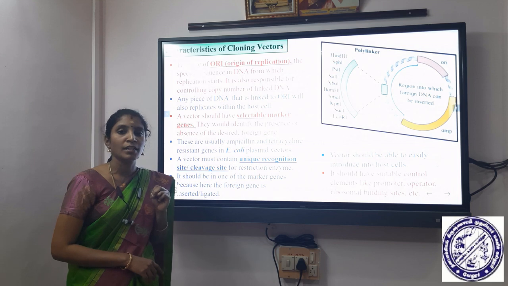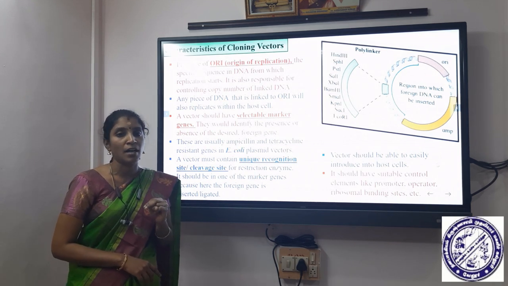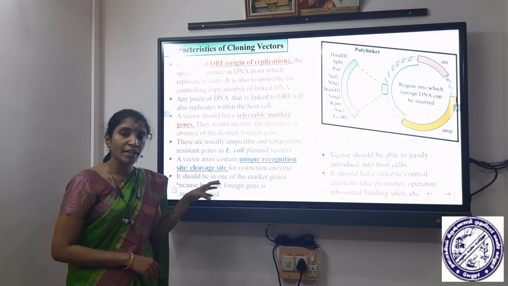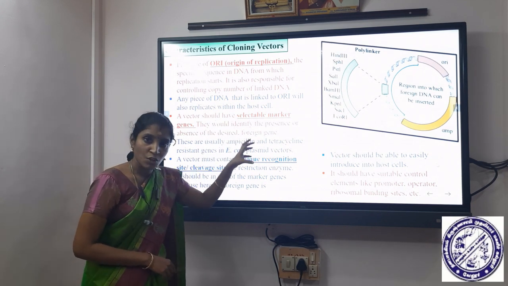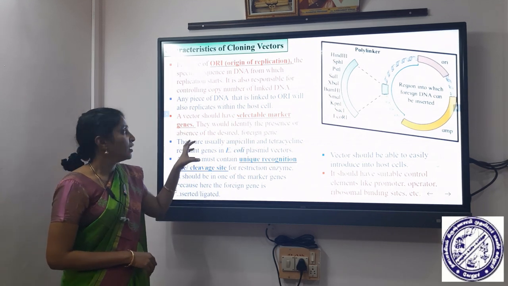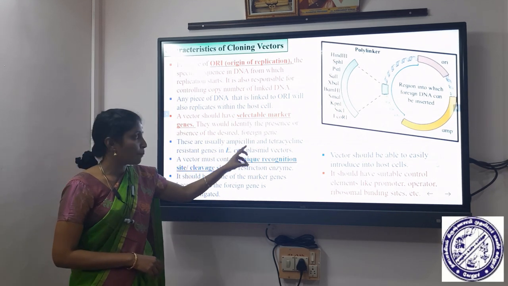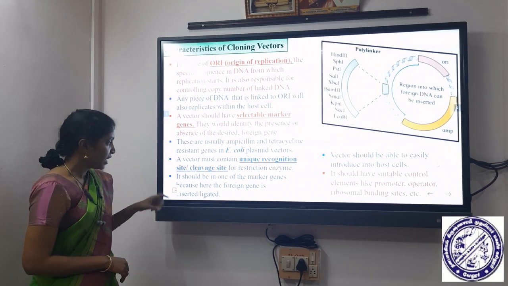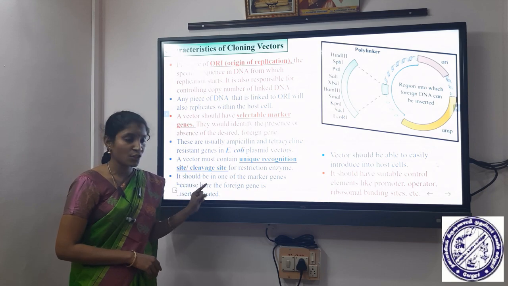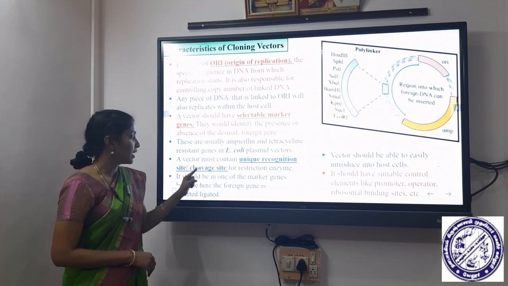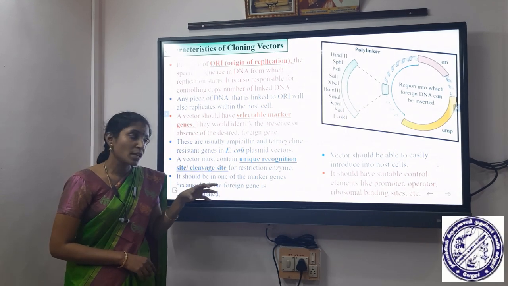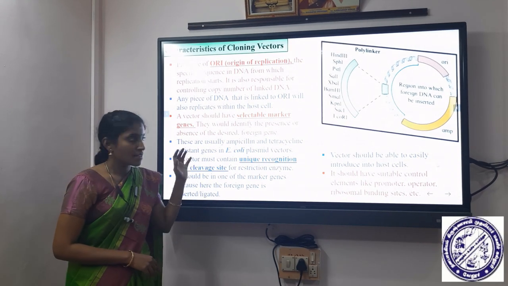The second important thing is that it should have a selectable marker. Why should it have a selectable marker? Then only can we identify whether that particular desired gene is present or not. Usually they use ampicillin and tetracycline. And the third thing is that the vector should have a unique recognition site or cleavage site, so that the restriction enzyme goes and cuts that particular site.